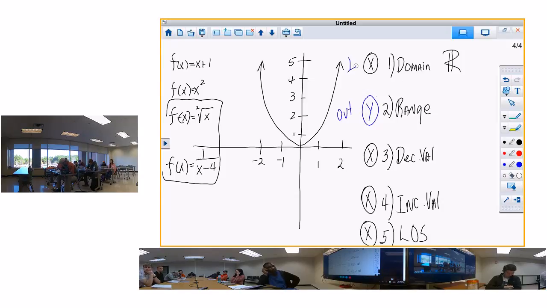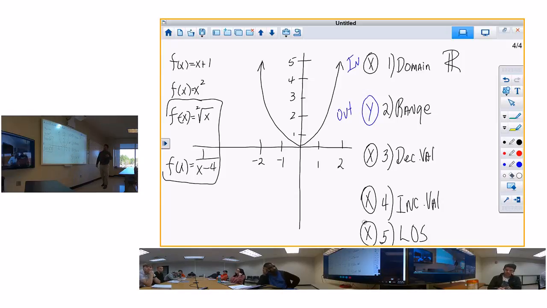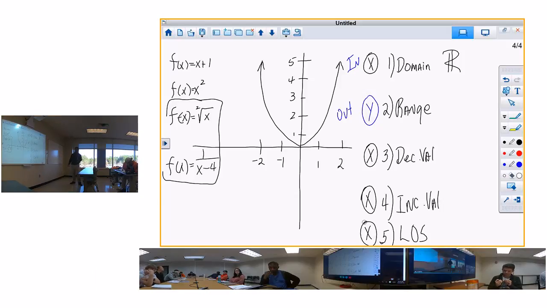Domain is what? Input. The water is the input. The Kool-Aid is the input. The leg power is the input. The output is the Y. The output is the ice cubes. The output is the movement of the bicycle. All right? This is the output.